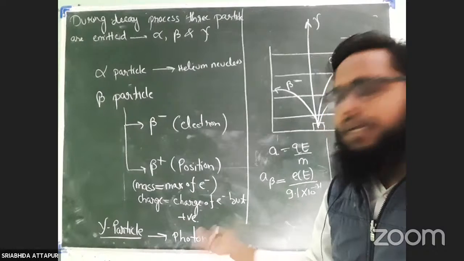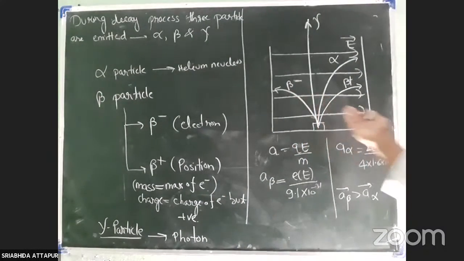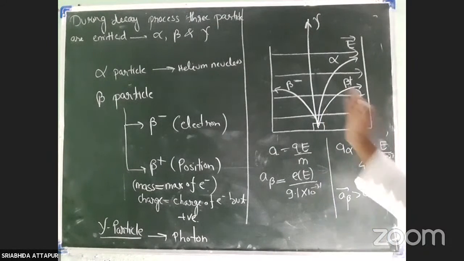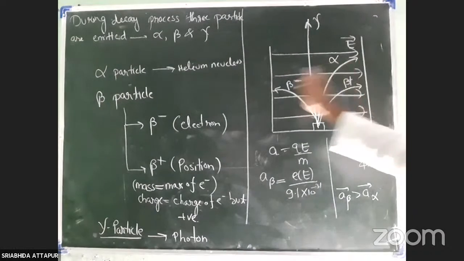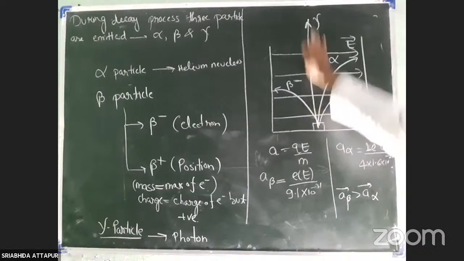Therefore, I will say it is a photon. Now, after that, in chemistry also, sir told this kind of thing. The gamma particle is neutral, only photon energy. So if you apply an electric field in this direction, the gamma particle will go without deviation, just like that.